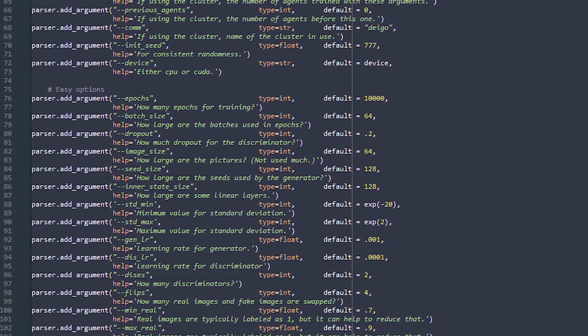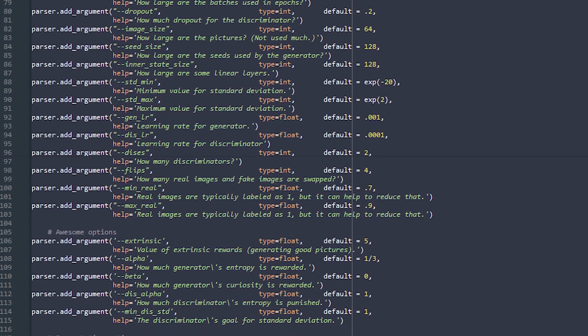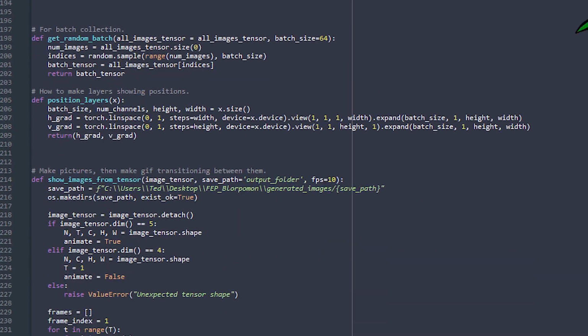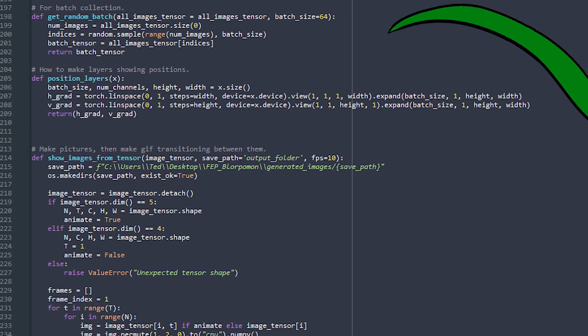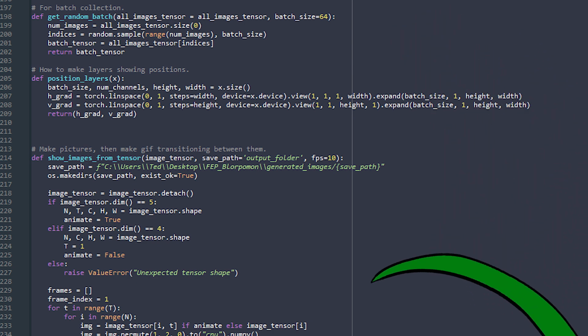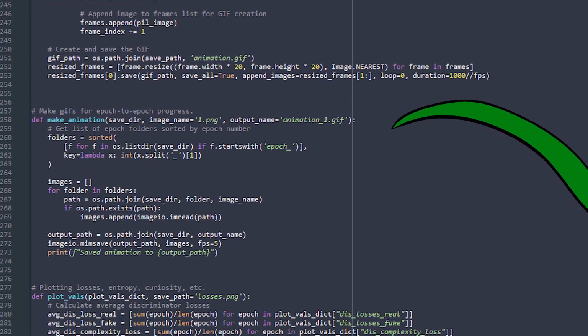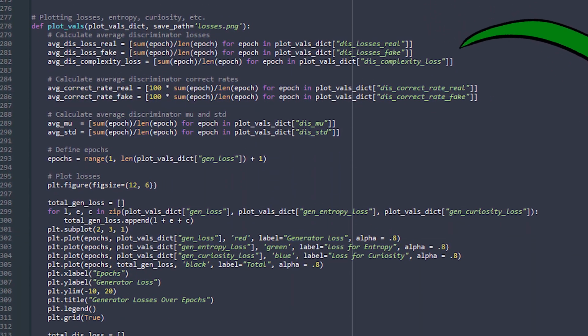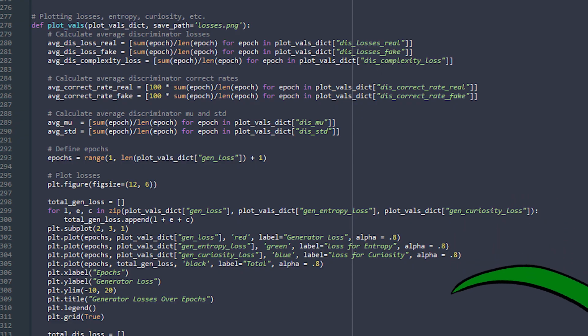First of all, I have a whole bunch of arguments. Generative adversarial networks, they're hard to work with because there are so many arguments that you need to customize to get what you want. Going down, I've got something to collect those pictures of Pokemon I've got. I have ways to arrange those pictures. I can make animations with the pictures we've made. I can plot the loss values of the generator and the discriminator. I'll try going over what that actually means.